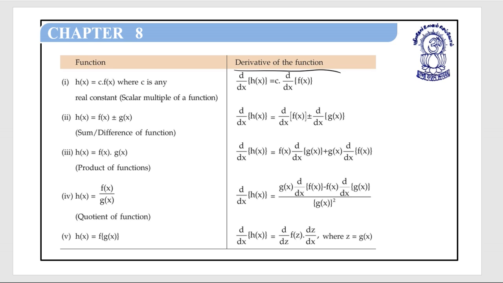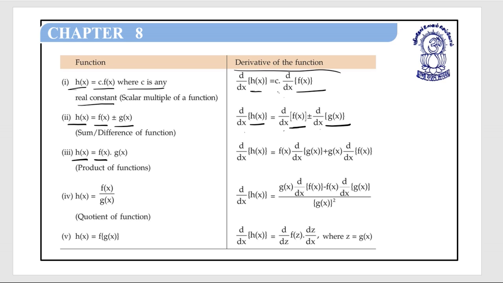Function and derivative of function. h(x) is equal to c times f(x), where c is any real constant. So d/dx of h(x) is equal to c d/dx of f(x). h(x) is equal to f(x) plus or minus g(x). So d/dx of h(x) is equal to d/dx of f(x) plus or minus d/dx of g(x), the sum or difference of the functions.